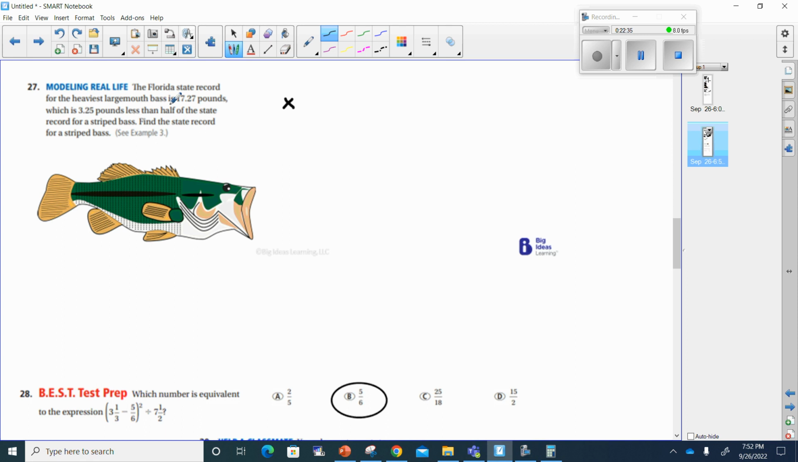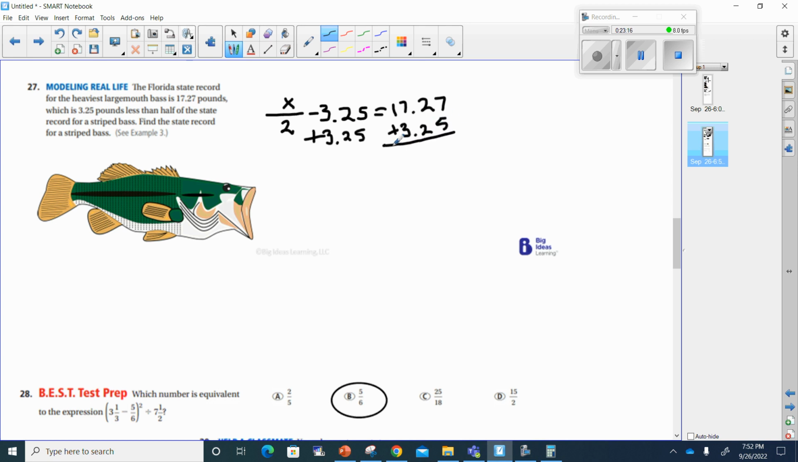We do know it says 3.25 pounds less than half. So half would be dividing this by 2. 3.25 less would be subtracting 3.25. And we said it is an equal sign. That would be 17.27. Okay. Now I'm going to have to go ahead and add 3.25 to get rid of negative 3.25.